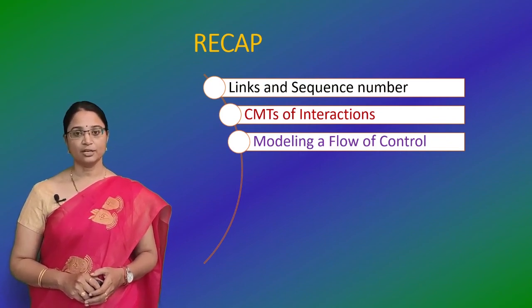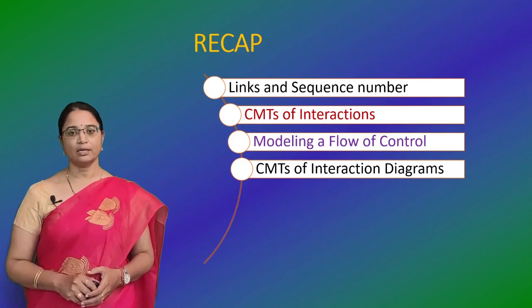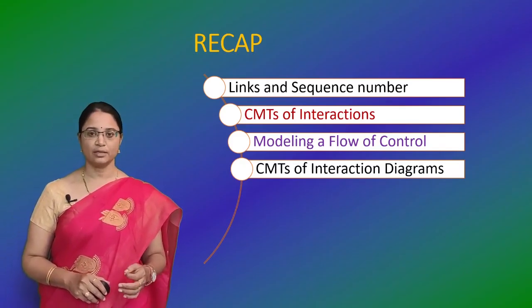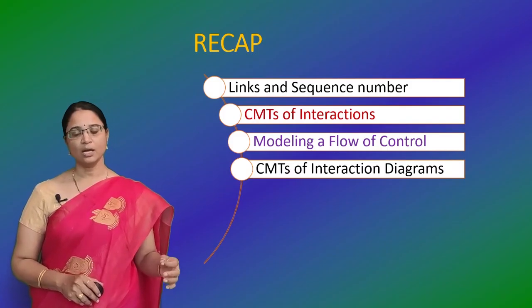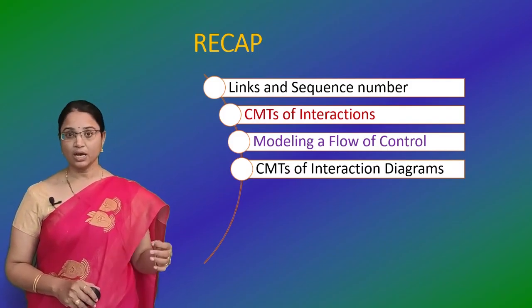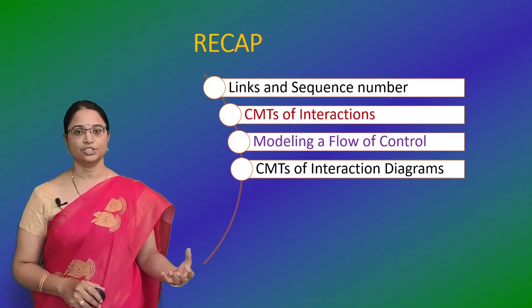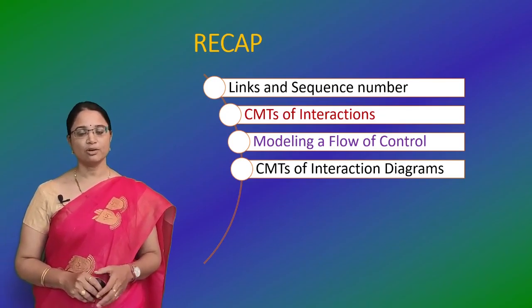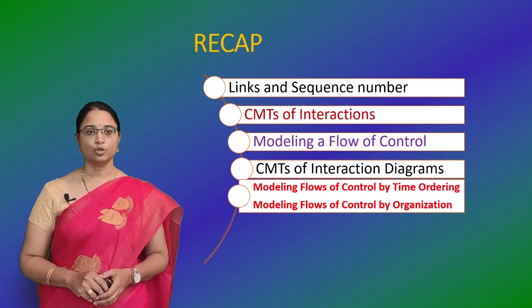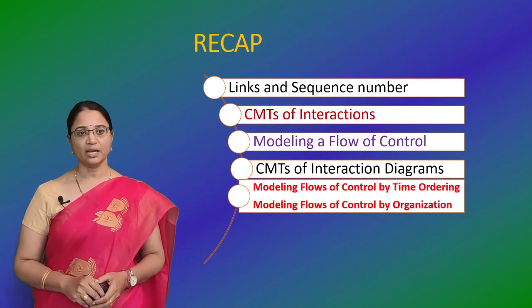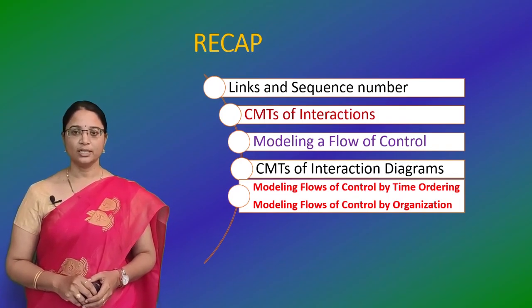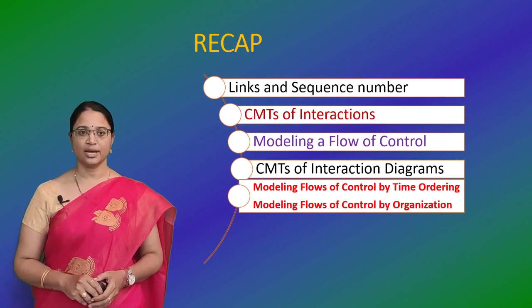Next, coming to the interaction diagrams. In the interaction diagrams, we have gone into detail about the sequence diagrams and the collaboration diagrams. Both are semantically equivalent and both are isomorphic, but they are not representing the same information. Coming to the common modeling techniques of interaction diagrams, we have seen 2 common modeling techniques: to model the flow of control by time ordering, and the second is to model the flow of control by organization.